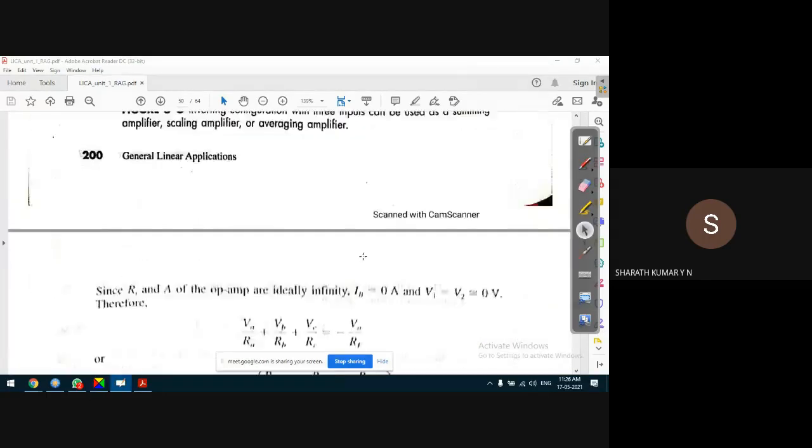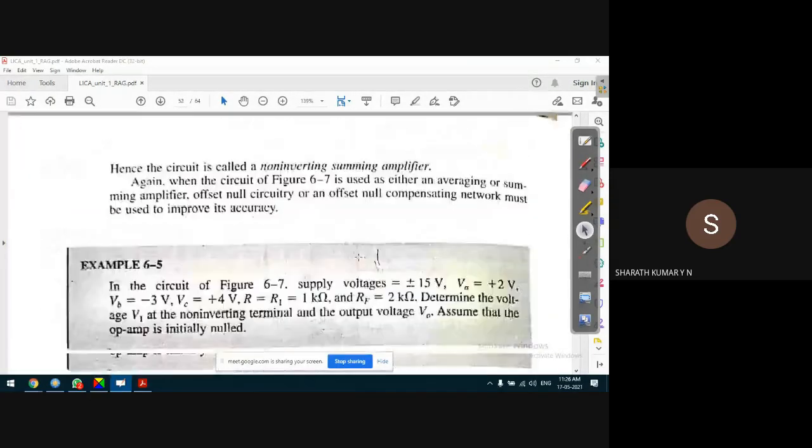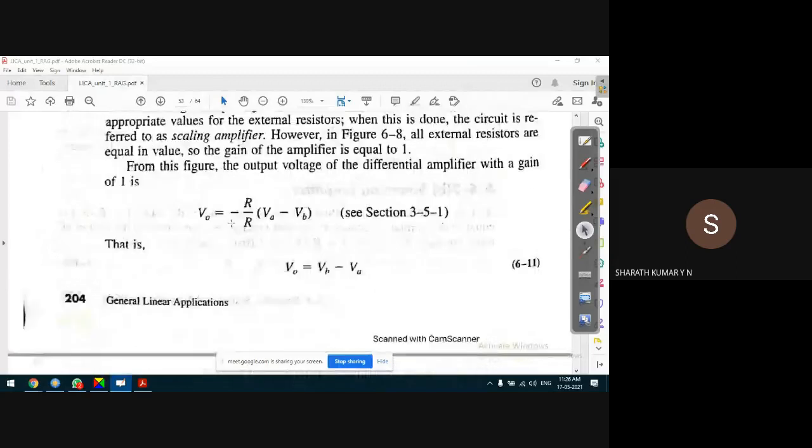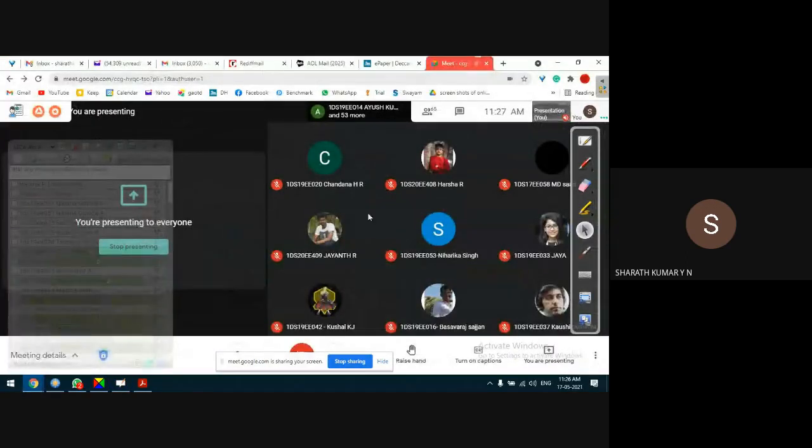So the output is an inverted version of the input voltage. That's a difference. Instead of this, we can directly go for a difference amplifier to obtain the difference of the two voltages. Then we can call it a subtractor. So then we can directly implement a subtractor.